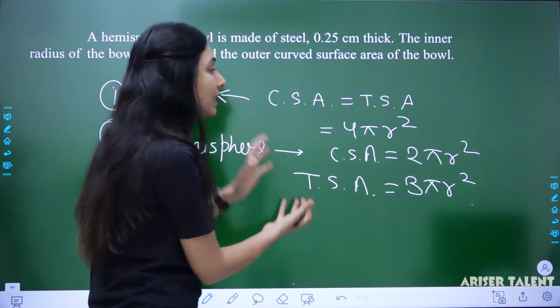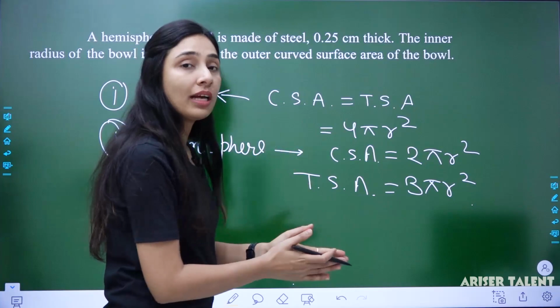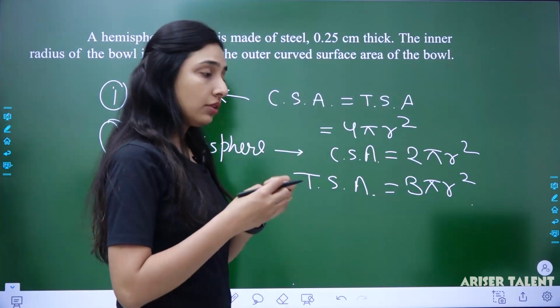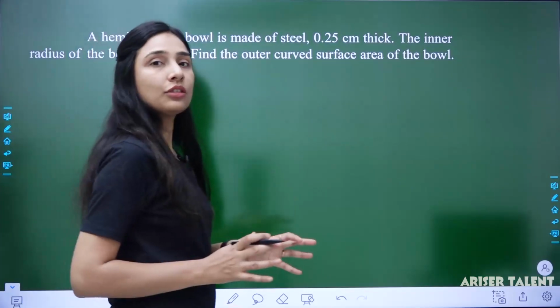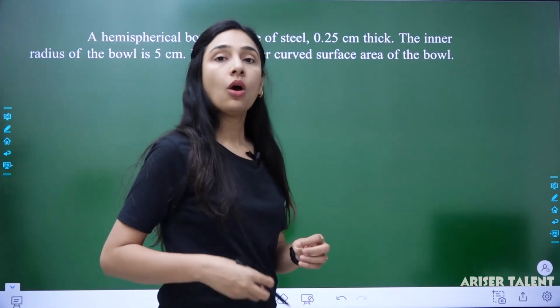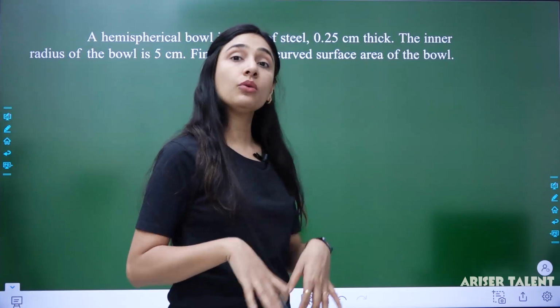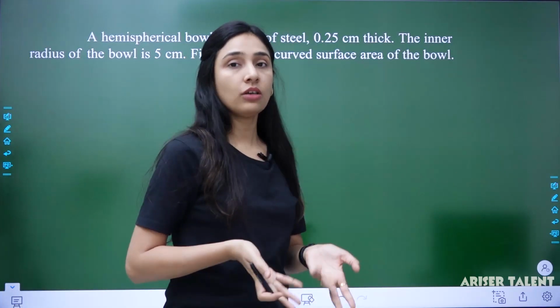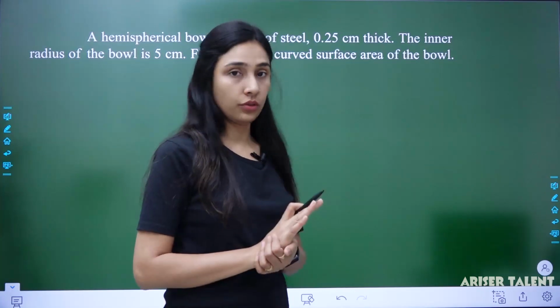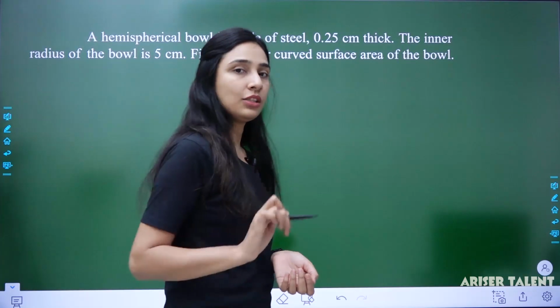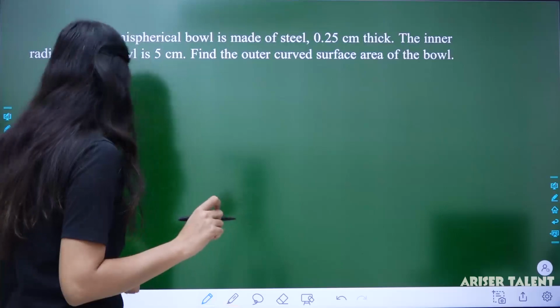Now, using these formulas, we are going to solve some questions based on it. We have talked about the basic questions in which you are given the radius or the diameter, and you have to find out the curved surface area or total surface area, whatever you call it, of the sphere only, not hemisphere included, only sphere. That was the very basic question about it.